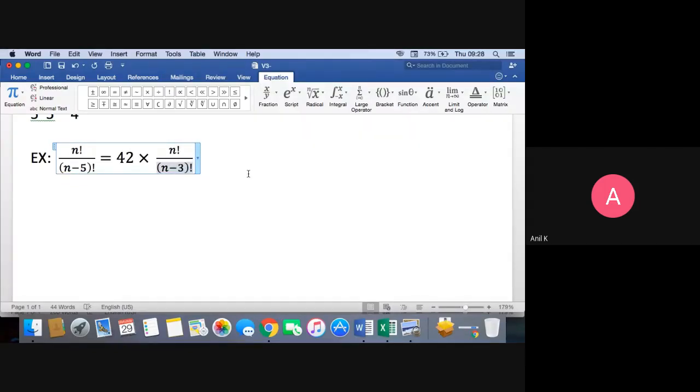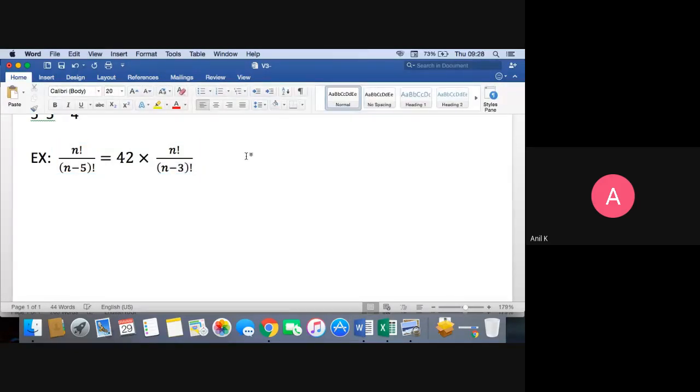The given question I will change, using the formulas written in the simplest form. Now, if you observe carefully, both numerators have n factorial, so both n factorials will get cancelled. Then I do the cross multiplication, and I'll show you what you get. n minus 3 factorial is equal to 42 into n minus 5 factorial.